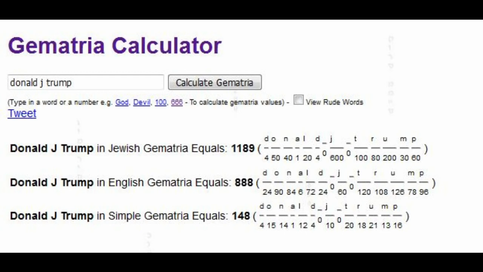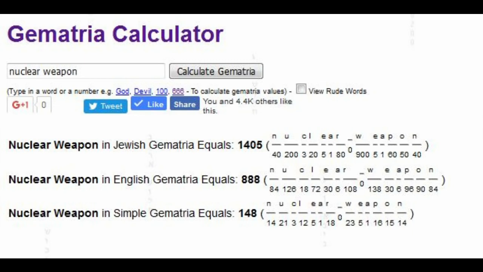Anybody home? What else? Nuclear weapon. Huh. Imagine that. Guys, these are millions to 1 matches. You can't make this up. I cannot make this up.